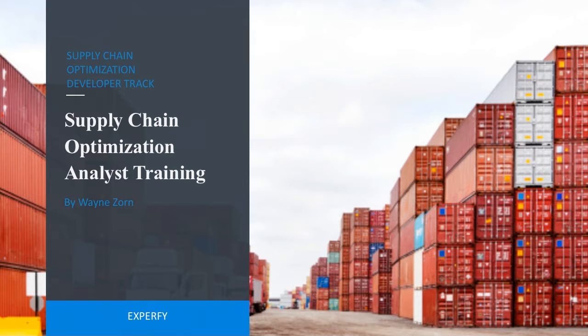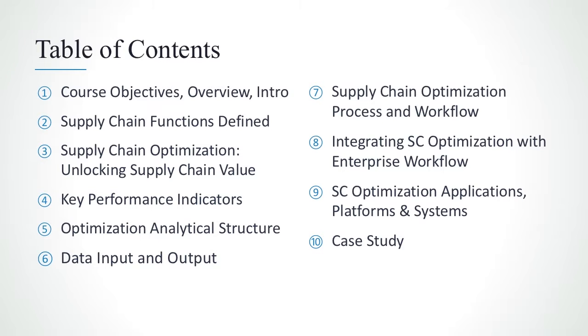I'll introduce myself in a minute, but first, let's look at the table of contents for our course. We have 10 basic areas of study that will be presented over 5 sections and 6 lessons. Today we'll go over the course objectives, give you an overview and an introduction to the course.